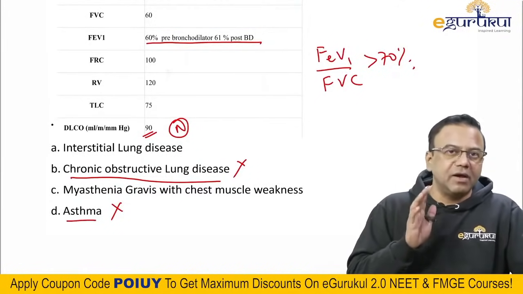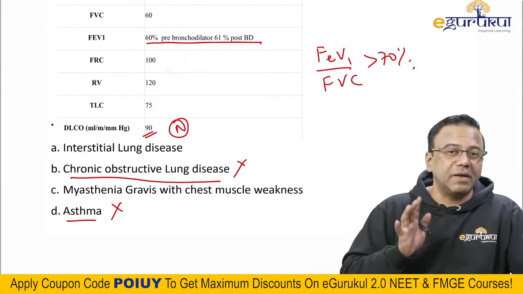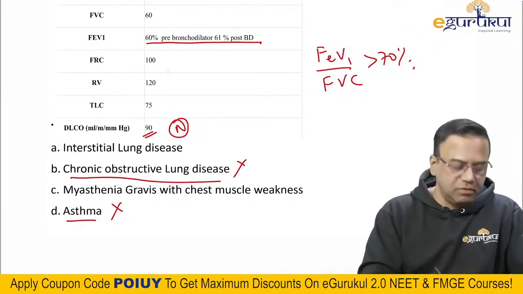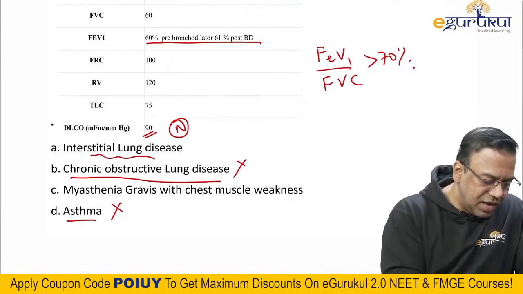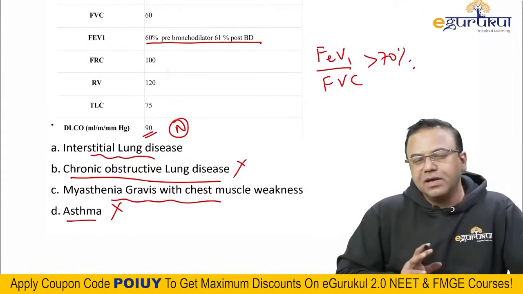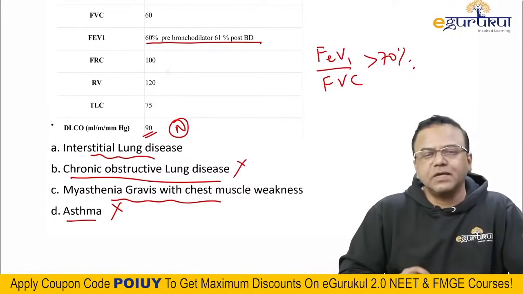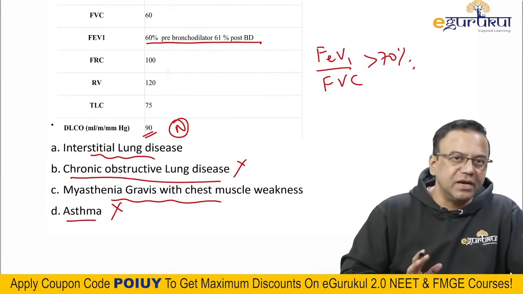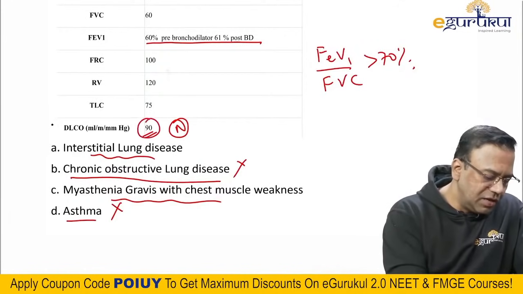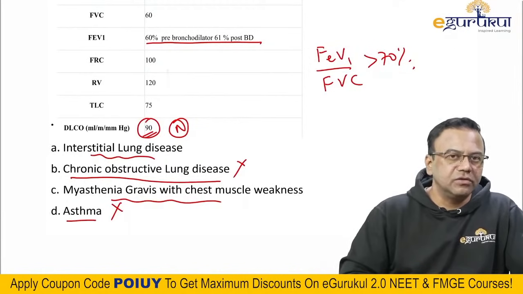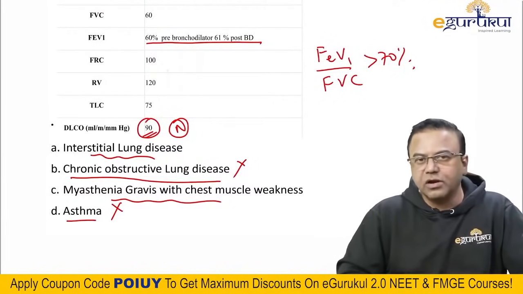In emphysema, air trapping is the hallmark finding and total lung capacity will be high. That's not there, so it's not COPD and it's not asthma. What are you left with now? Interstitial lung disease and myasthenia gravis. Easy now. In interstitial lung disease, the diffusion capacity will be low, less than 80%. Here they're giving you a DLCO of 90, meaning this cannot be interstitial lung disease. DLCO normal, so it's not interstitial lung disease.